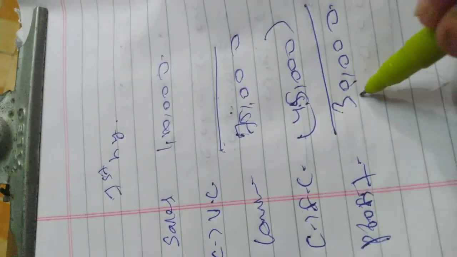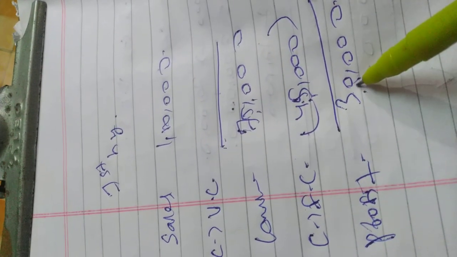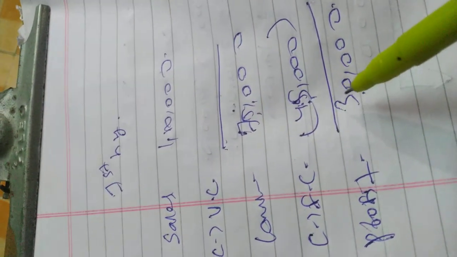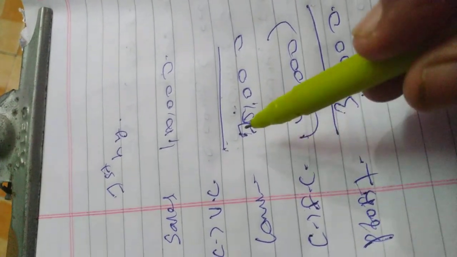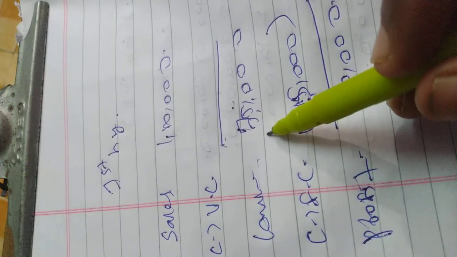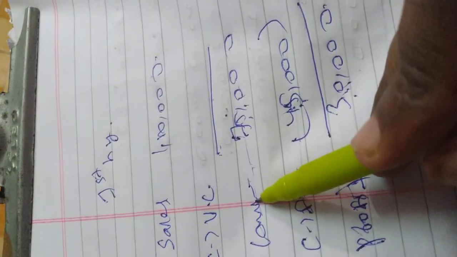75 minus 45 equals 30,000, correct? So 30 plus 45 equals 75,000. This is my contribution. So contribution equals fixed cost plus profit. Fixed cost plus profit equals contribution. Correct?